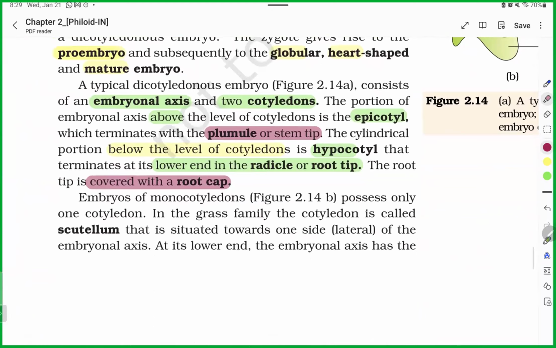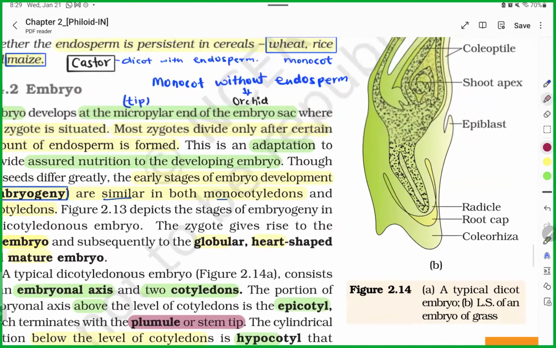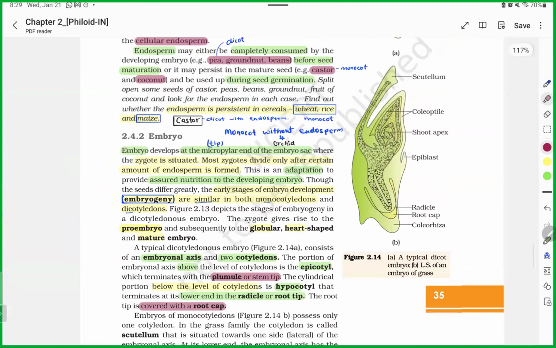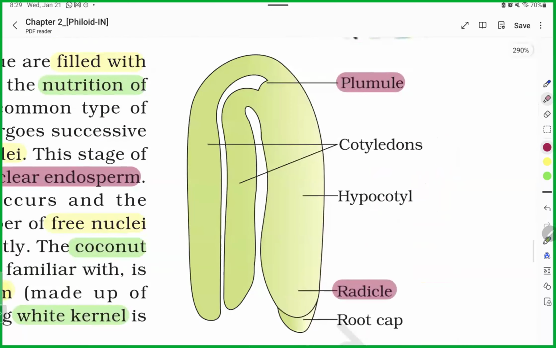Okay. If you compare with the monocot, you have to again look at all the structures of the dicot. At the tip, you have plumule. At the base, you have radicle. At the tip of the radicle, a root cap, cotyledon.